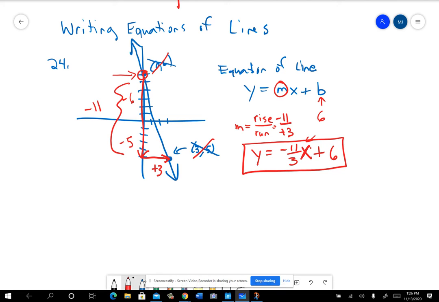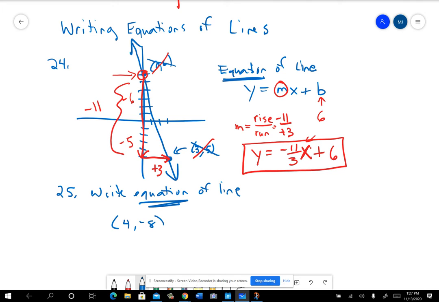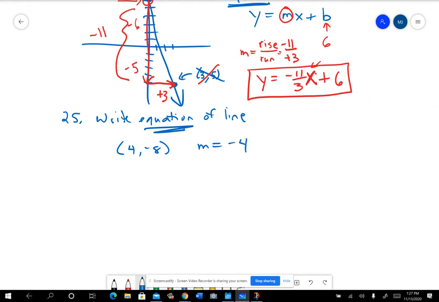Okay. Now number 25 says, write the equation of the line. So it still starts off that way. It wants an equation. Make sure you look for that. If it wants the equation, they don't just want the slope. Write an equation of the line passing through a point having the given slope. And so it gives you this point and the slope, and it wants you to come up with an equation for that line.